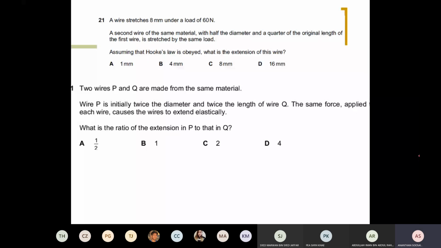Okay, this time I wait for your answer. Give me answer. Try to calculate. You can draw 2 wires. I like to draw 2 wires. Then I state everything into the diagram. I feel it's easier for me to visualize it.